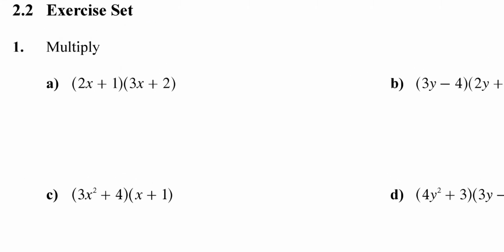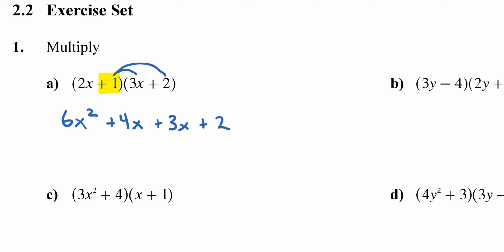Let me start off by highlighting my first term, which is 2x. I'll take that 2x and multiply it with the 3x. So 2 times 3 is going to be 6, and x times x is going to be x squared. Then I take my 2x and multiply it with my positive 2 here. That's my outer. So 2 times 2 is 4, and then the x just tags along. All right, now for my inner, 1 times 3 is going to be positive 3x, and then 1 times 2 is going to be positive 2.